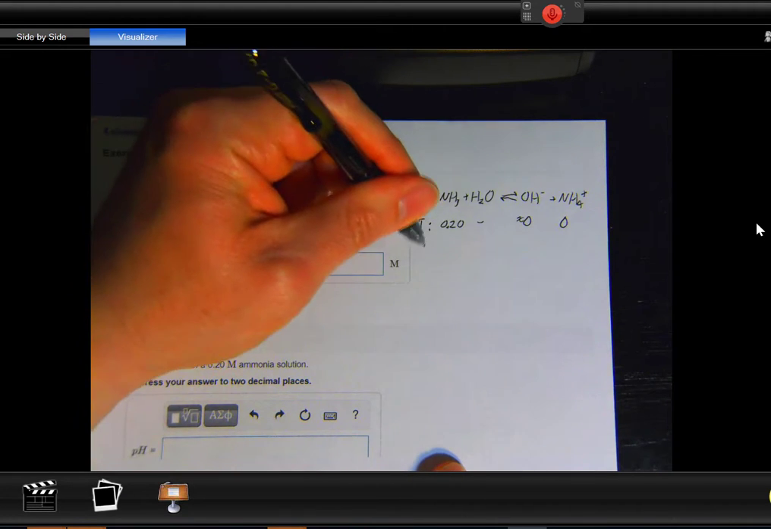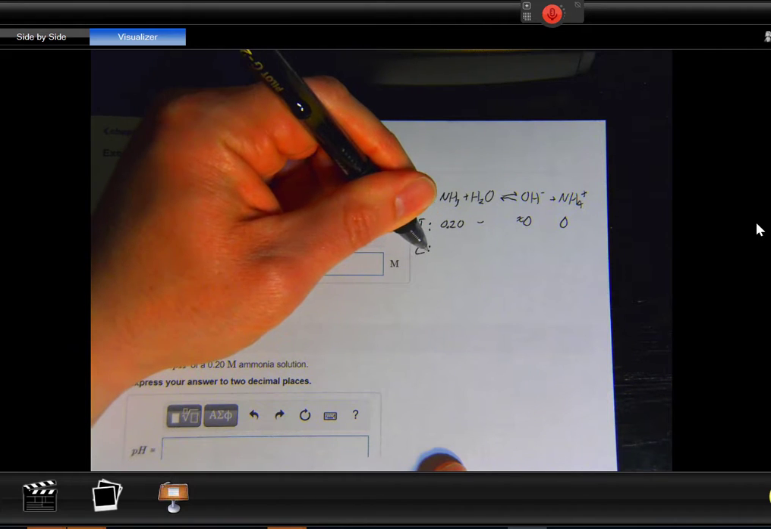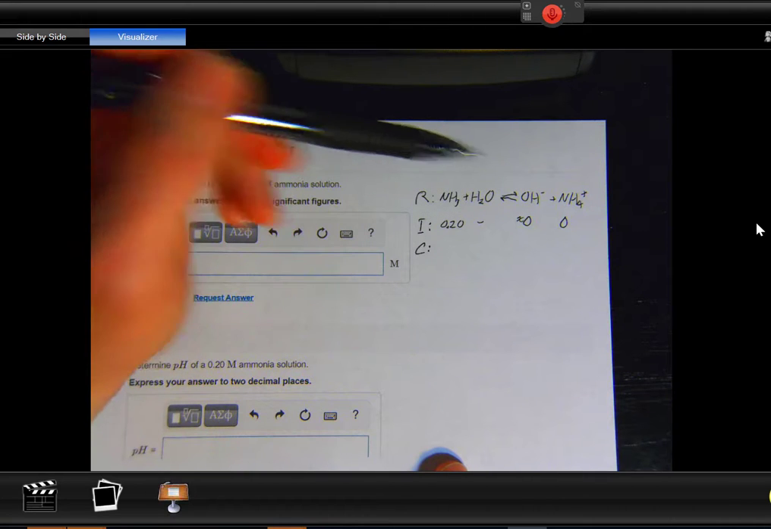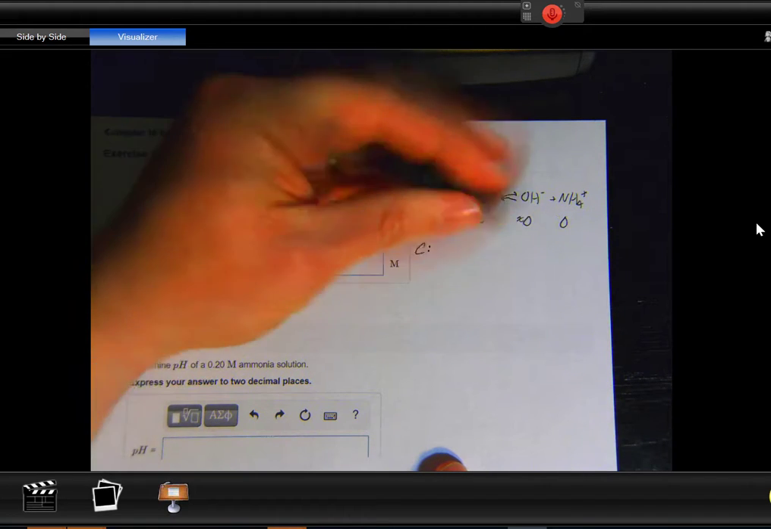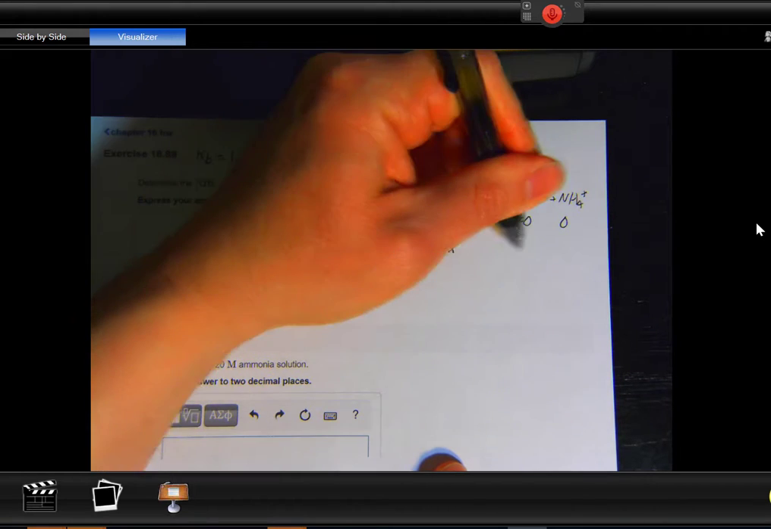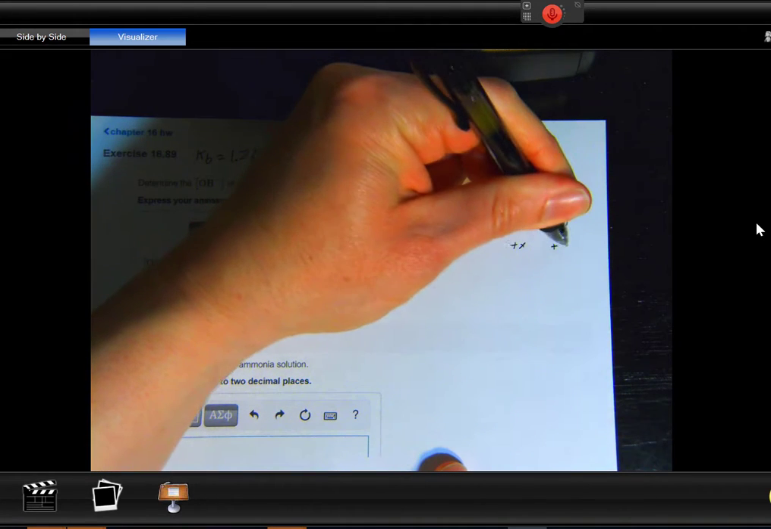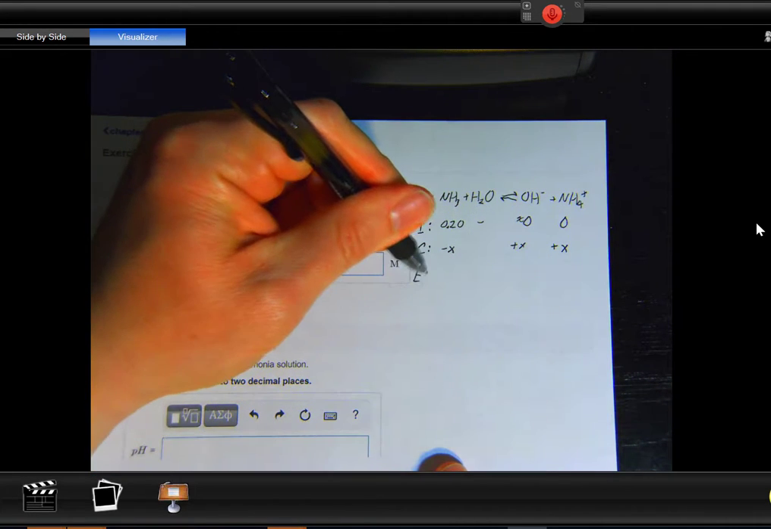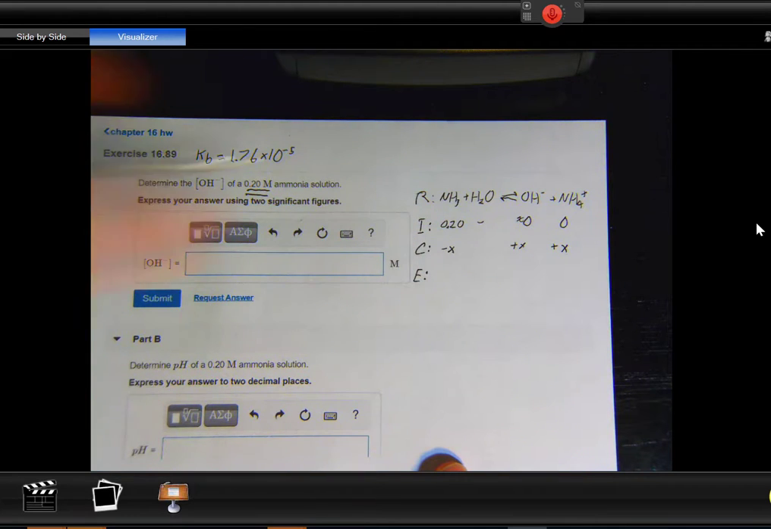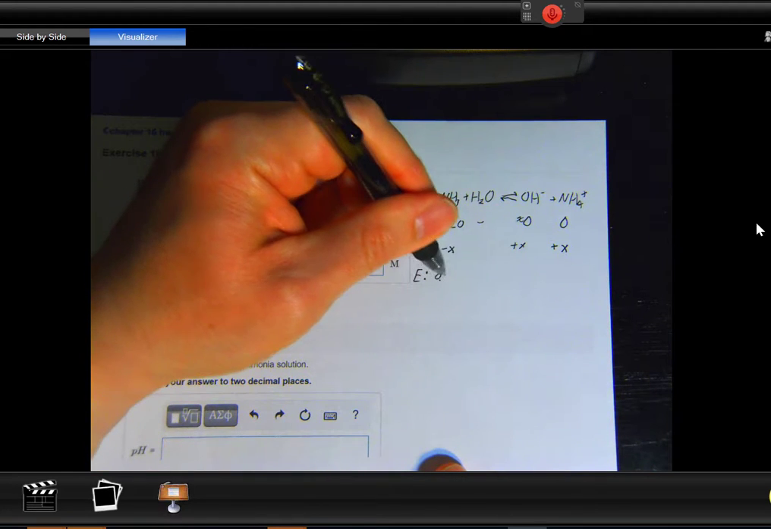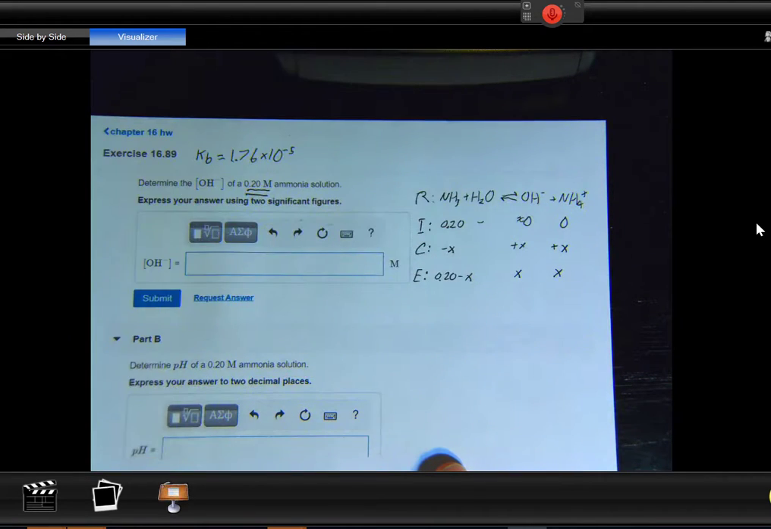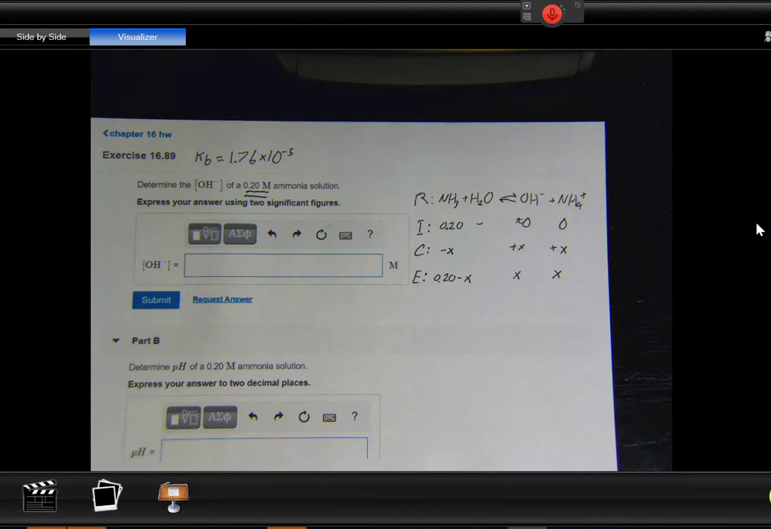Okay, the change. 90% of the time, the change is going to be from reactant to product. We can tell for sure by seeing that the products are both 0. So we have a minus x, plus x, plus x. And then we have equilibrium. At equilibrium, we have 0.20 minus x, x, and x. This should look very familiar. This is how the RICE tables typically end up working out.